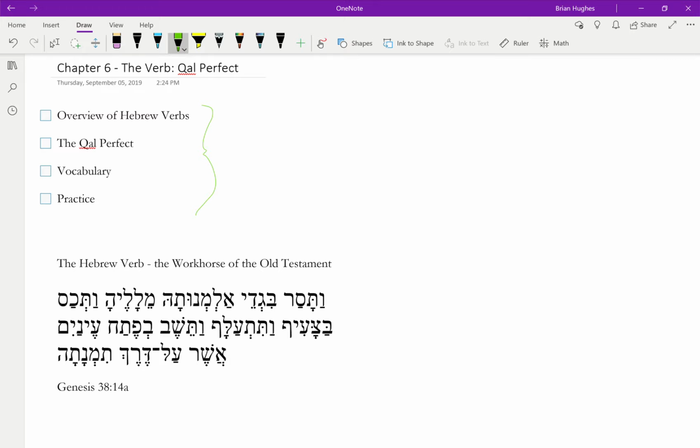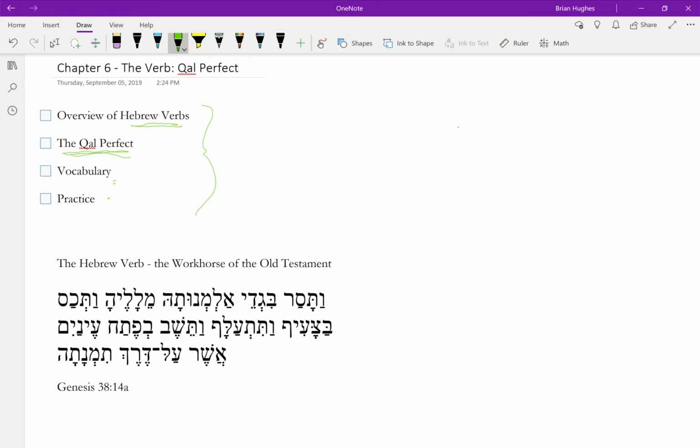But so we're going to overview Hebrew verbs. We're going to introduce some terminology we're going to be using throughout the course. Then you'll learn your first Hebrew verb pattern, the cow perfect. We'll run through that a few times. We'll do some practice. We'll also introduce some vocabulary.